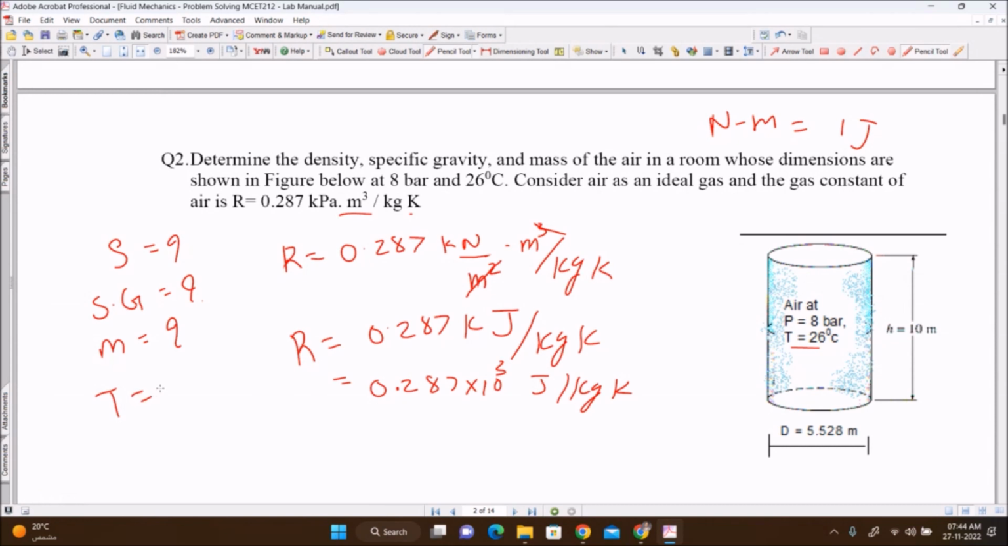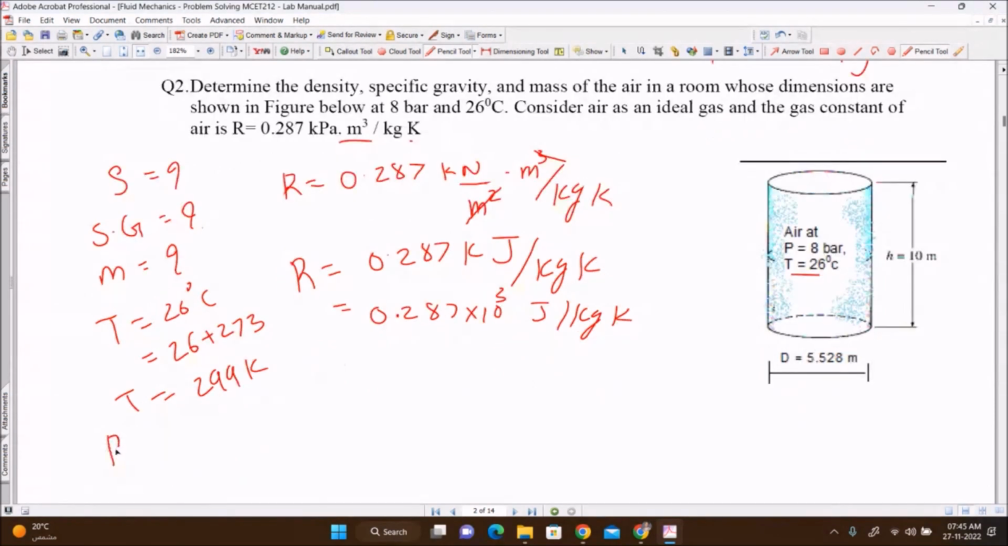The temperature T is given as 26 degrees centigrade. Better to convert into Kelvin. So 26 plus 273 is equal to 299 Kelvin. The pressure is given as 8 bar. We will write the basic SI unit: 8 into 10 to the power 5 Newton per meter square. So bar is equal to 10 to the power 5 Pascal, Newton per meter square, or Pascal. The diameter of the cylinder is given.